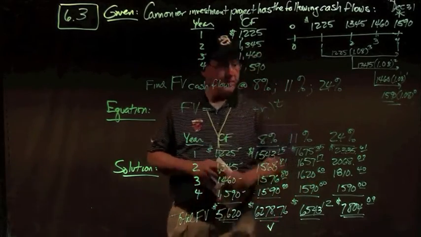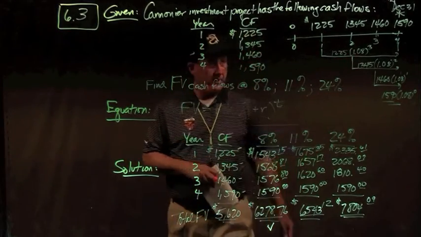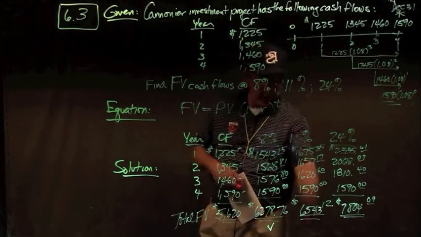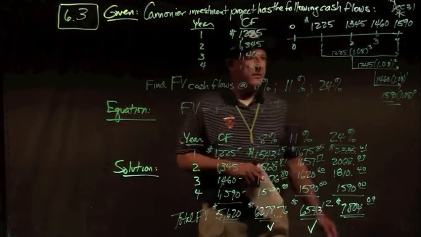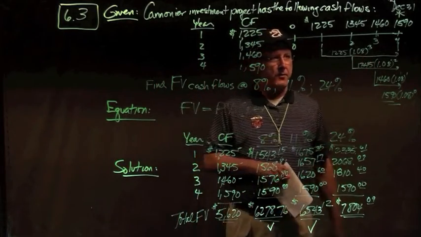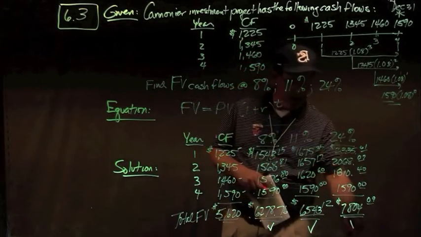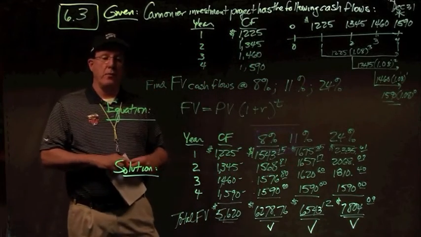And then at 11%, I do the exact same thing, except I just plug in 1.11 at the various powers. I get a total compounded out at 11% of 6,543.12. And if I compound my money at 24%, I put 1.24 in there in the various boxes, and I get a total of 7,804.09. And there are your answers to problem number 3.